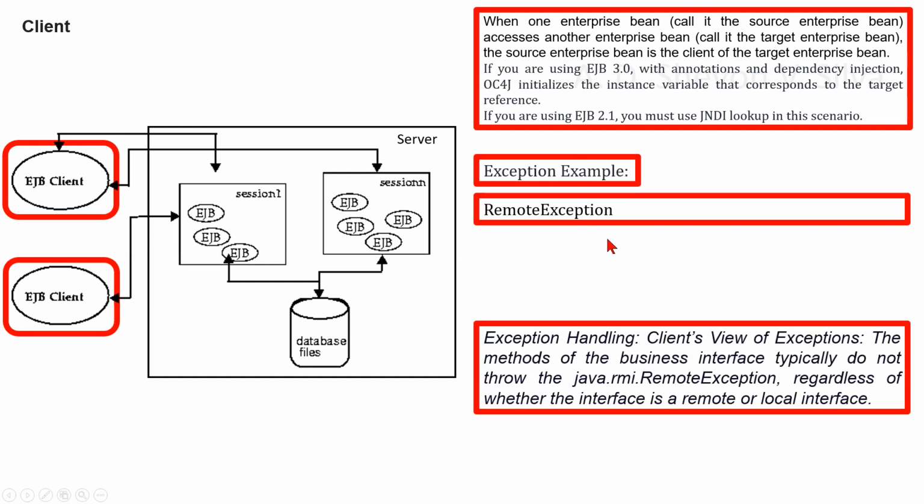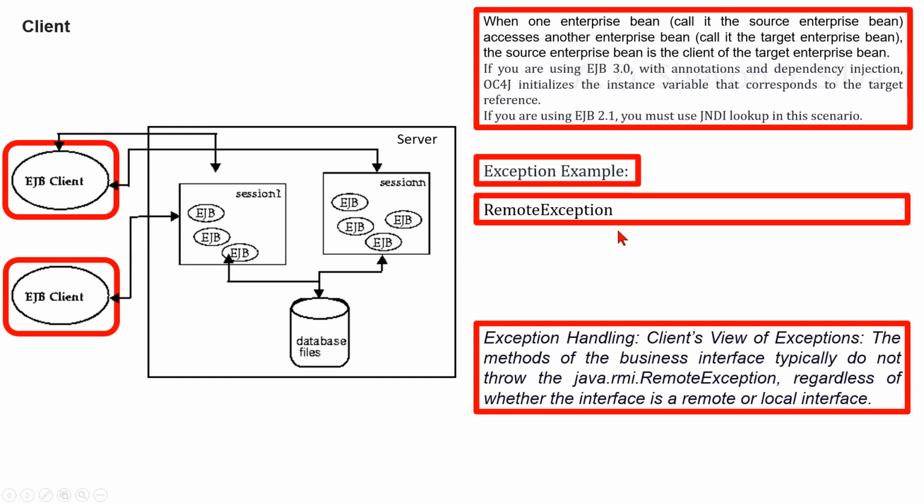Now we are considering the client view of exceptions in exception handling. A client accesses an enterprise bean either through the methods of a business interface, which typically do not throw the java.rmi.RemoteException regardless of whether the interface is a remote or local interface.